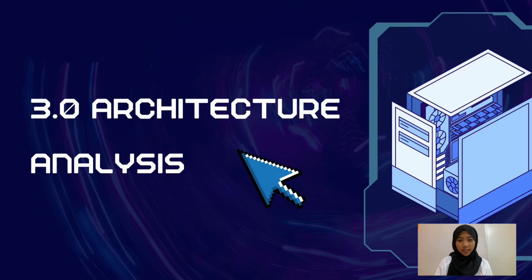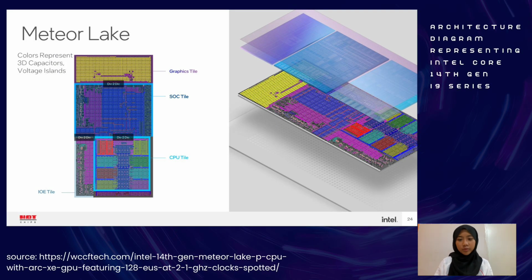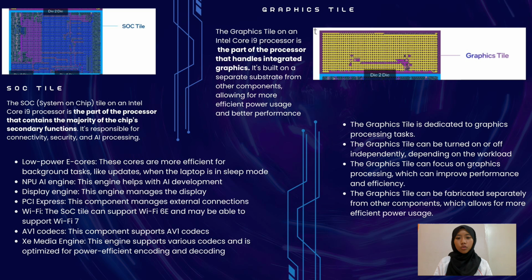My name is Nur Fatih Anisa binti Mamazan. I'll be presenting 3.0, architecture analysis. Here is an architecture diagram representing the Intel Core 14th generation i9 series, sourced from the Intel 14th generation website itself. As the diagram shows, there are three types of tiles in the Intel Core 14th generation, which are the graphic tile, SoC tile, and CPU tile. First, we will go through the SoC tile.